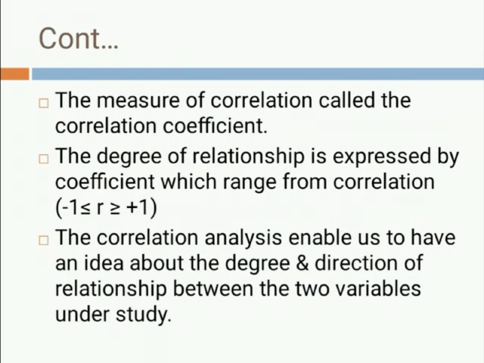Coming to the coefficient of correlation, the measure of correlation is called the correlation coefficient. The degree of relationship is expressed by a coefficient which ranges from -1 to +1. So when we measure the correlation, we call it a correlation coefficient, and the degree of correlation exists between -1 to +1. The correlation analysis enables us to have an idea about the degree and the direction of relationship between two variables under the study.